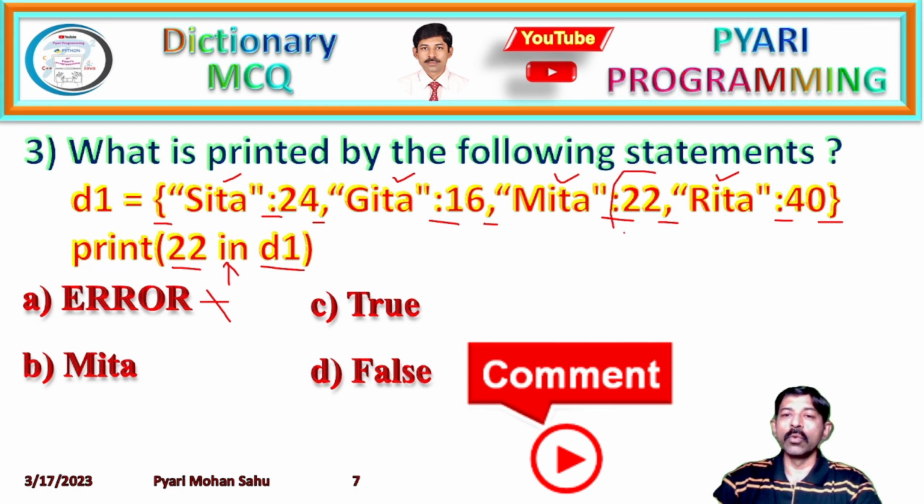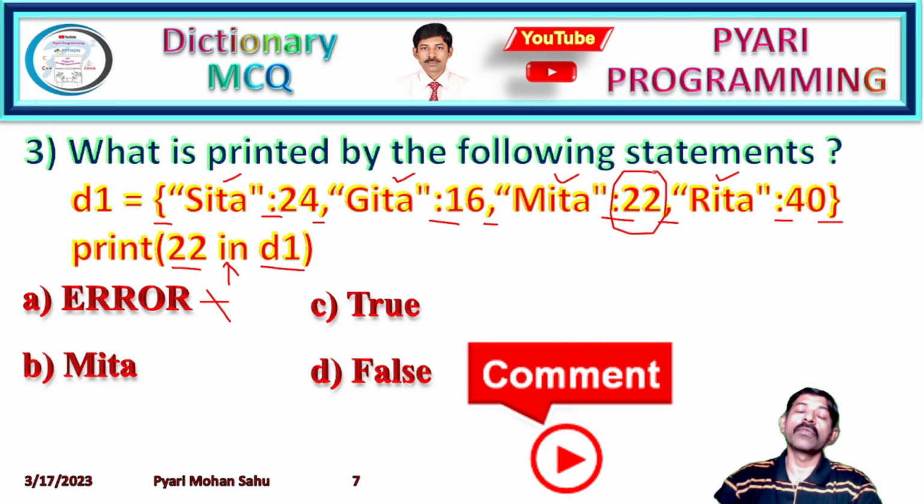Here we have 22, but 22 is in the form of your value, not key. So it is going to compare with the keys. Now we don't have any key called 22. That's why it will return false. So your answer is option D.